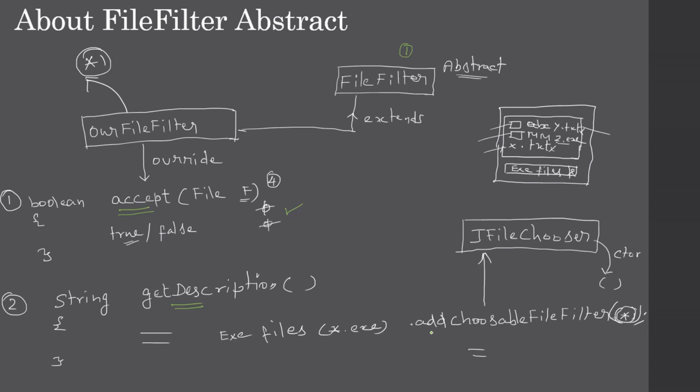So how do we link this FileFilter with our JFileChooser? We will create an instance of JFileChooser, then we will make a call to addChoosableFileFilter. So this is what we saw in the previous video. Now we will talk about the example that we are going to create in the next video.